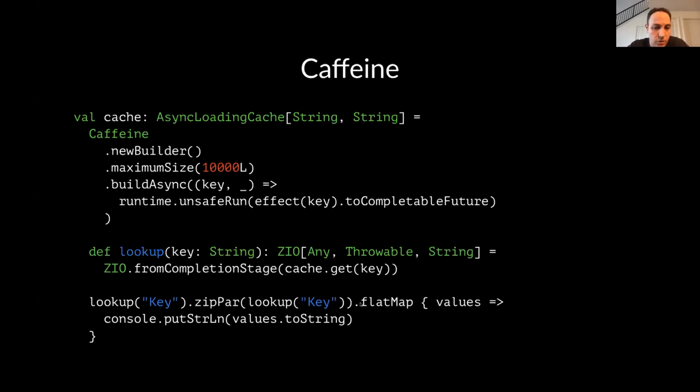But the good thing is now this is going to work the way it's supposed to, where as soon as we call this lookup function, the key is going to be added to the cache, and then the subsequent lookup is going to just get that same future. So this is going to ensure this value is only computed a single time.